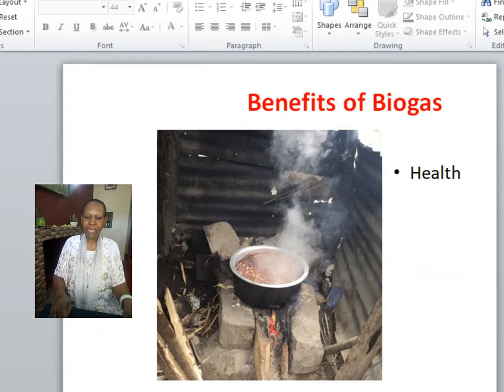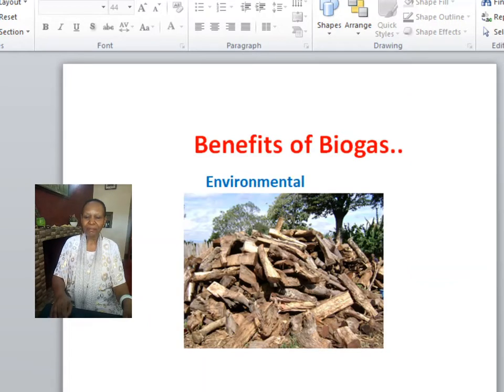Another benefit of biogas is that in the rural areas where they cook using firewood and charcoal and in open fires, there is a lot of smoke and soot, and that smoke causes health problems like eye problems, respiratory problems, and so on. The soot makes the utensils very dirty, and it takes a lot of time to clean them. So when you use biogas, there are these benefits that you get from there.